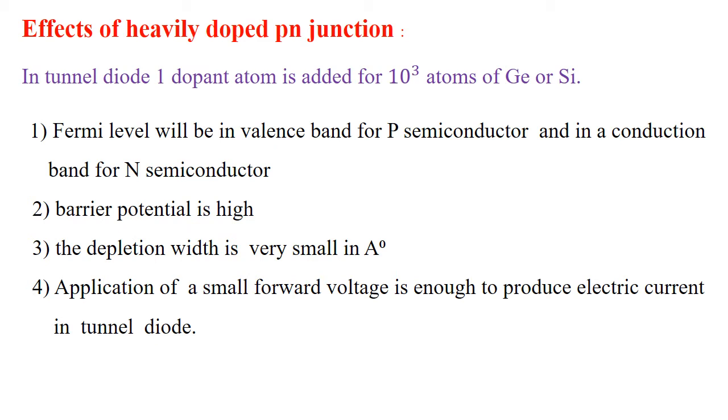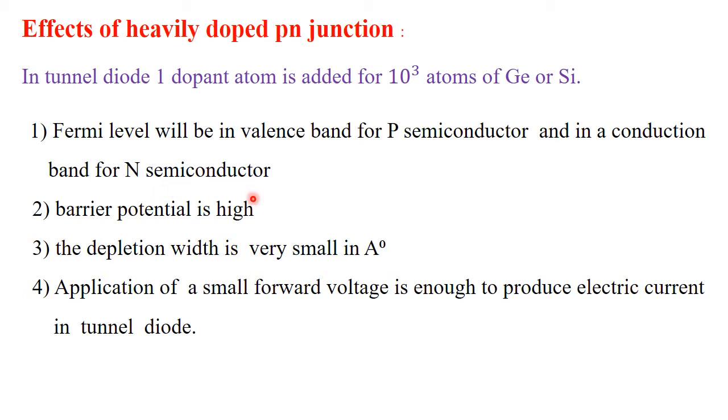Now let us first study what is the effect of a heavily doped p-n junction. What is happening if we heavily dope the p and n semiconductor and bring them together to form a junction or a diode? So in a tunnel diode, one dopant atom is added for 10 to the power 3 atoms of germanium or silicon, which we call heavily doped. As we have studied just now, in a heavily doped p-type semiconductor, the Fermi level goes in the valence band, and in the case of an n-type semiconductor, it goes in the conduction band.